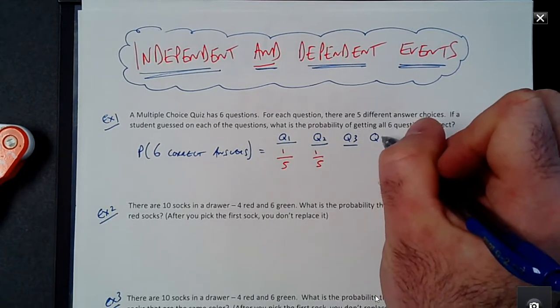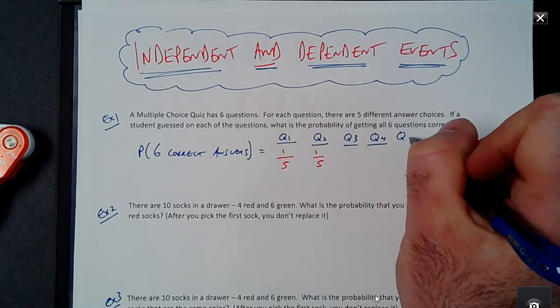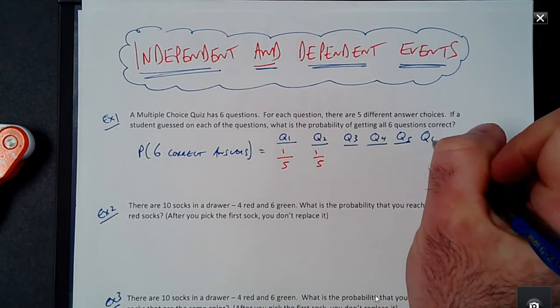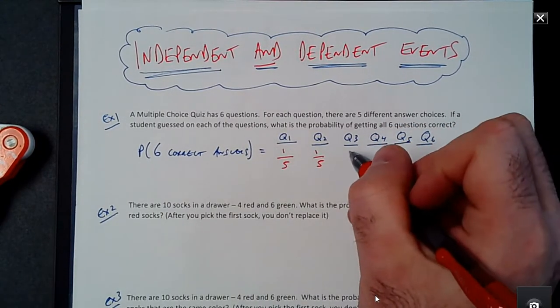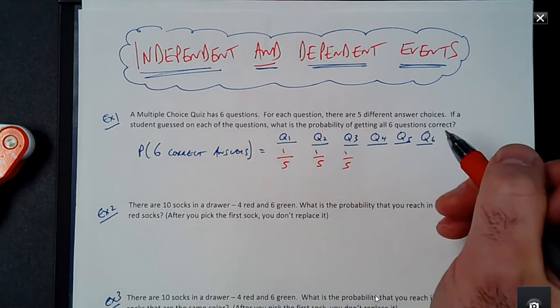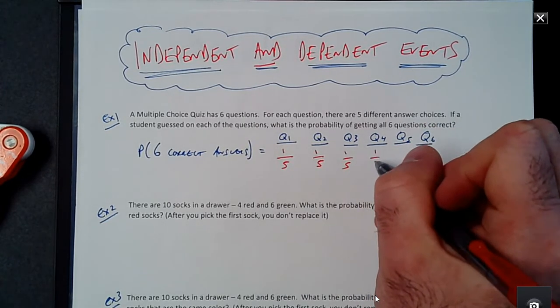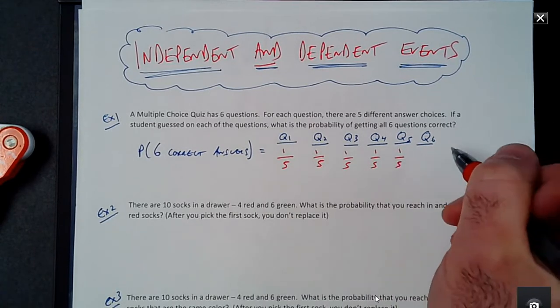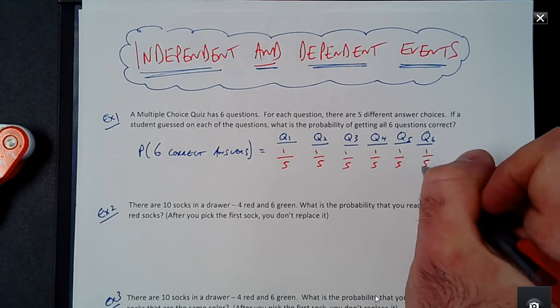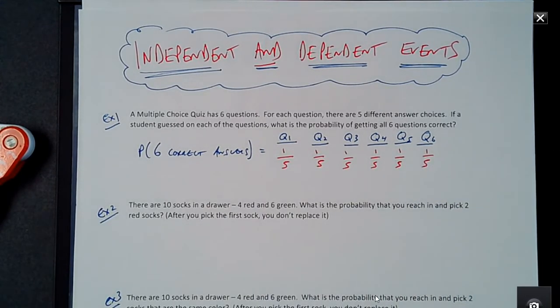Now let's look at all the other 3 questions. Other 3? Apparently I can't count. The other 4 questions. All right, because we have a total of 6. I need to go back and learn math again. So the probability of getting question number 3 right is still 1 out of 5. Getting question 4 right, again, is 1 out of 5 because it's not affected by any of the choices that went before it, and so on for question 5 and question 6.